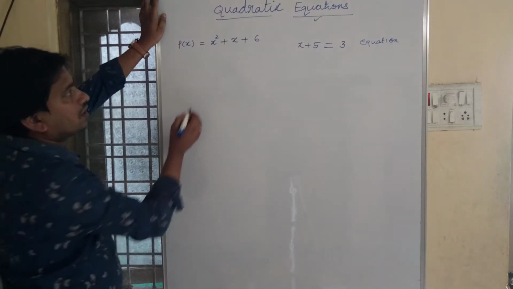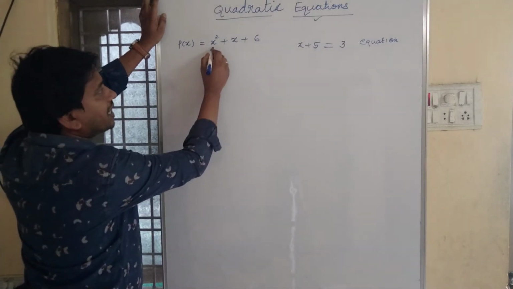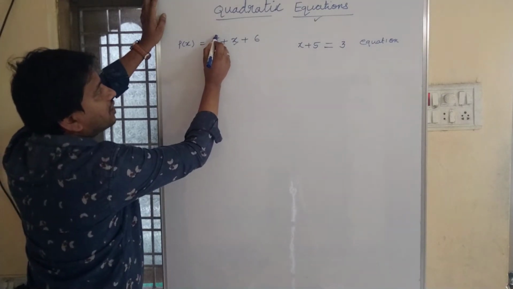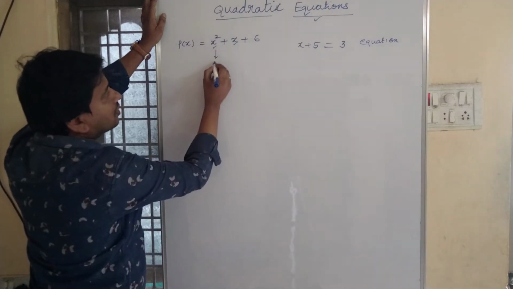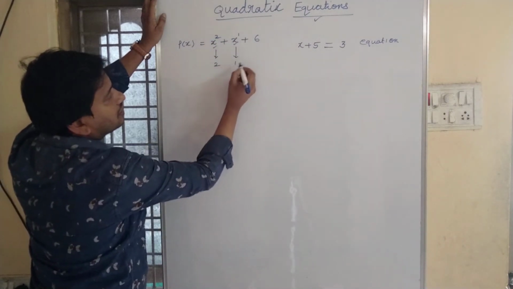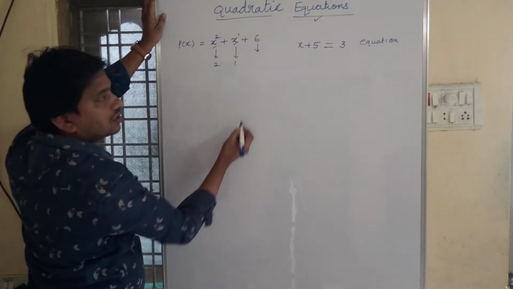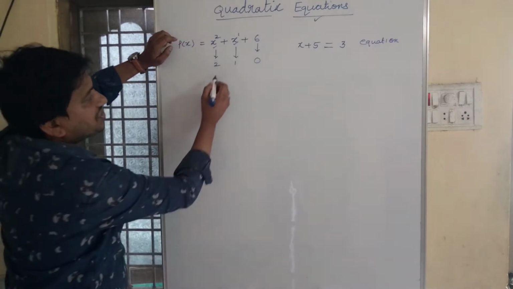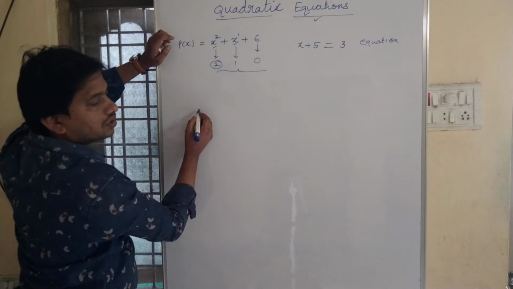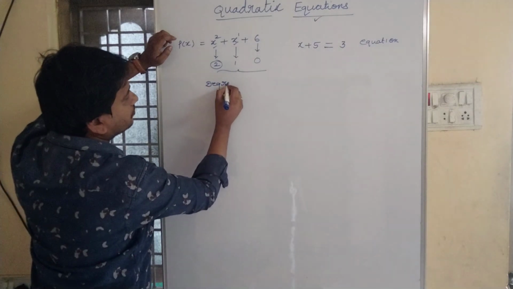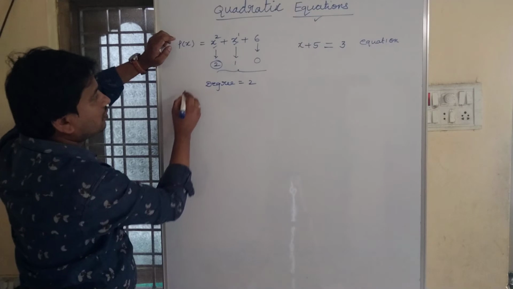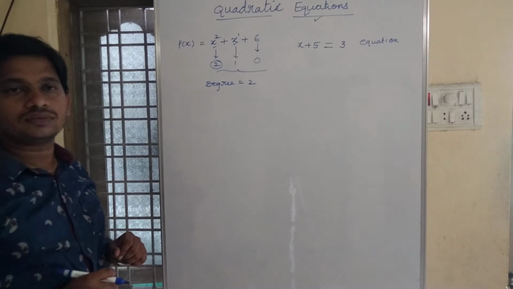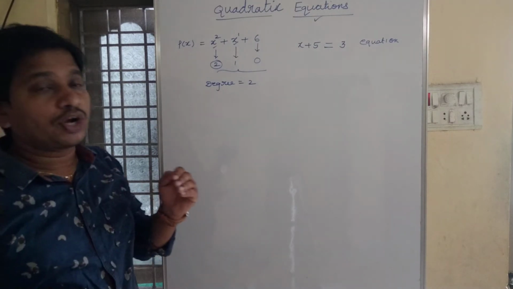Here the variable involved in this polynomial is x, and what is the highest power of x here? Here the power of x is 2, and here the power of x is 1, and this is the constant term. So the degree of the constant term is 0. I mean, here the highest degree is 2, therefore this polynomial is said to be a quadratic polynomial.